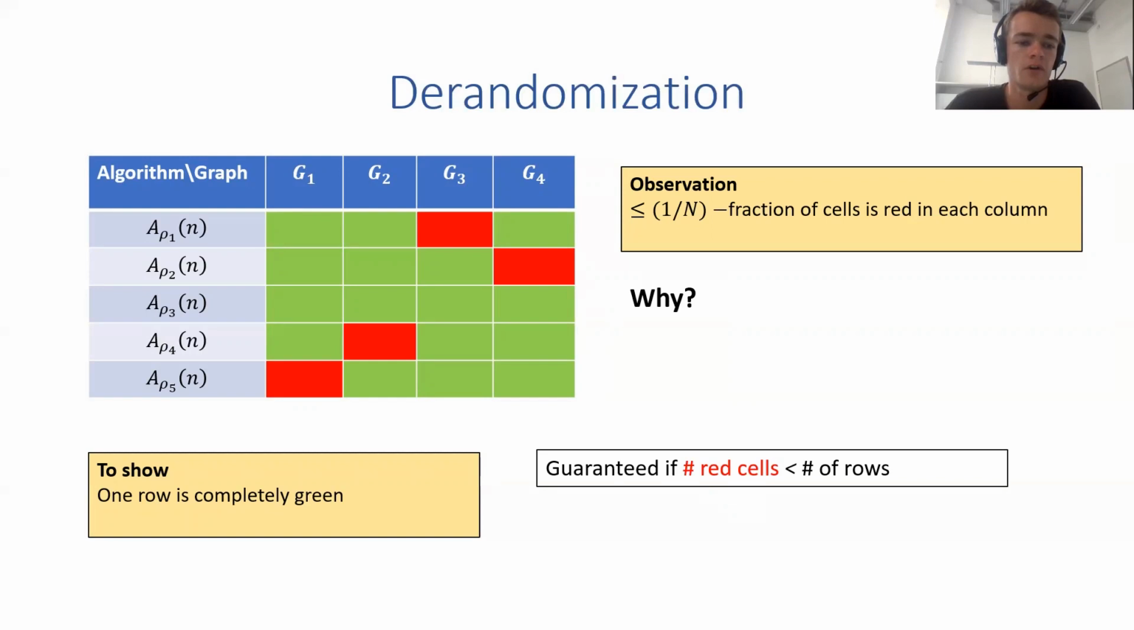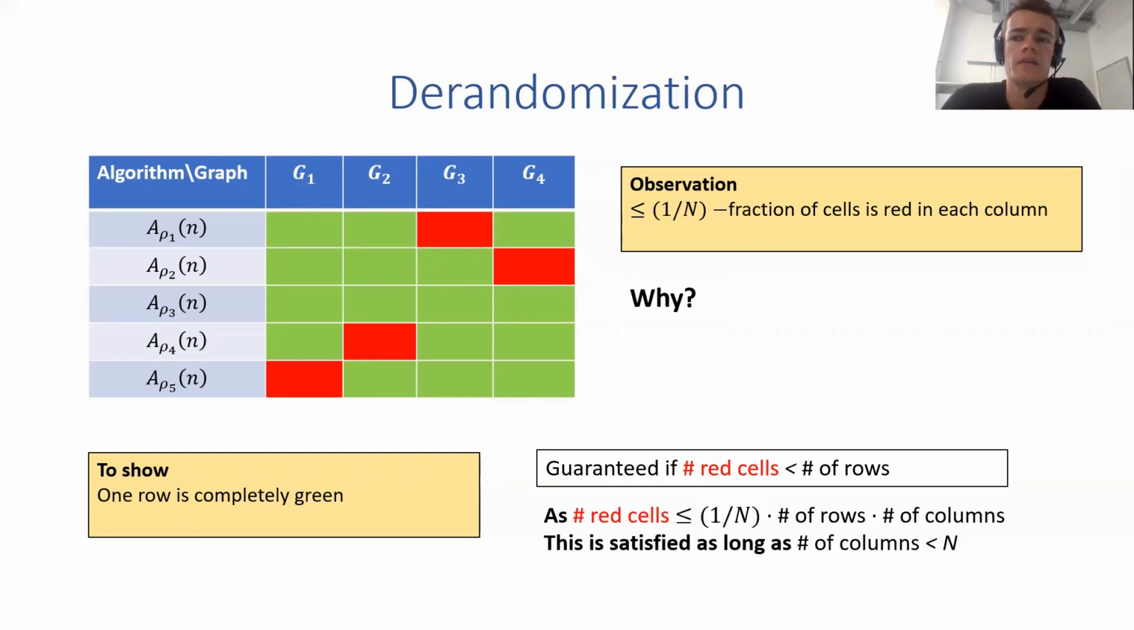Note that one row is completely green. This is guaranteed if the number of red cells is less than the number of rows. So this is just an easy application of the pigeonhole principle. And now, as the number of red cells from the previous observation is at most 1 divided by big N times the number of rows times the number of columns, we know that this is satisfied as long as the number of columns is strictly less than big N.